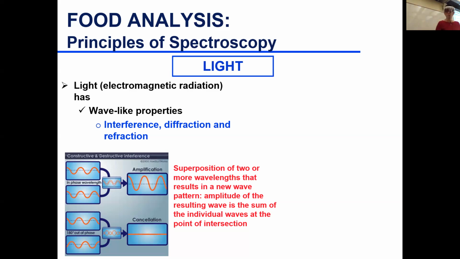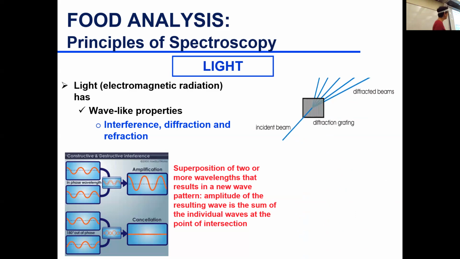Now, diffraction is important for us because this is what we use to get monochromatic light. When we're doing quantitative analysis, we have to analyze at one wavelength. Otherwise, Beer's law will not be followed. So we use a diffraction system, a diffraction grating system, where the incident beam hits the grating and gets diffracted into individual waves of a particular wavelength. Then we can select the unique wavelength we want for the analysis.